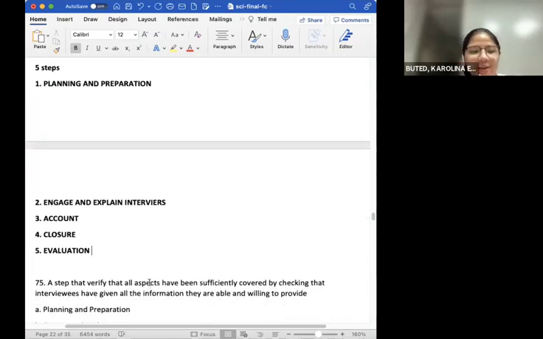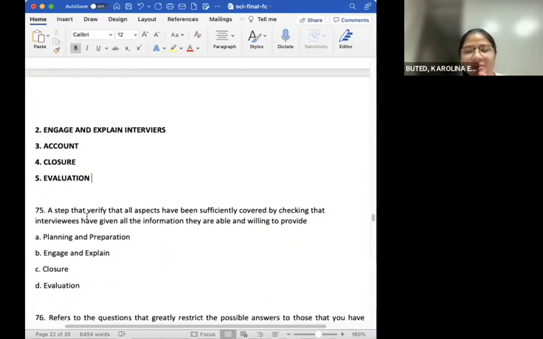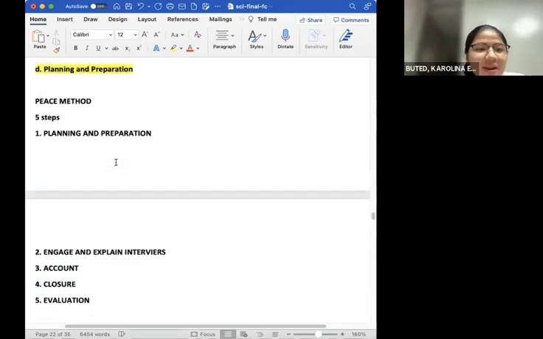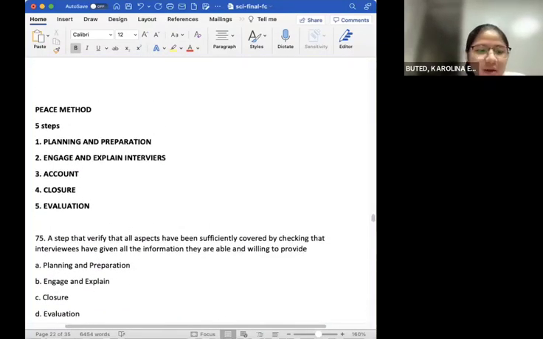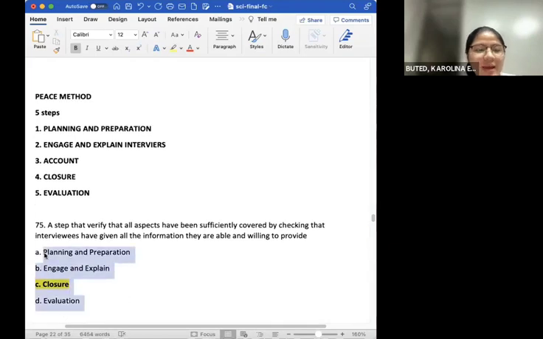Okay, ito a step ito sa PEACE method that verify that all aspects have been sufficiently covered by checking that interviewees have given all information they are able and willing to provide. Dito ang ginagawa na natin, we verify lahat ng kanilang sinabi. Kumbaga dito patapos na. Kaya anong ginagawa natin dito? We are having the closure. Tawag natin dito ay closure. Ayan, lahat ng ay parts ng ating PEACE method kung tawagin.